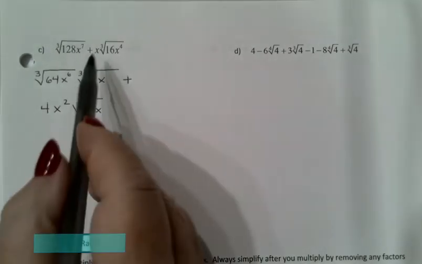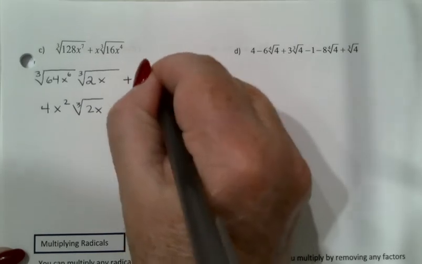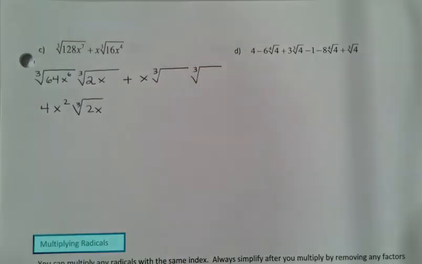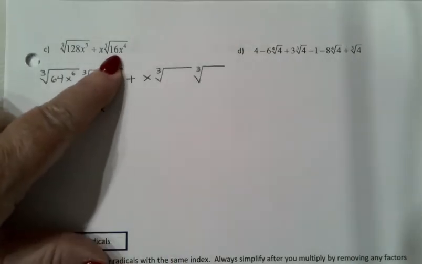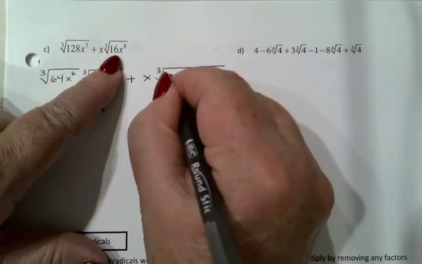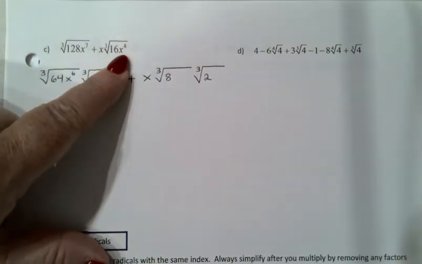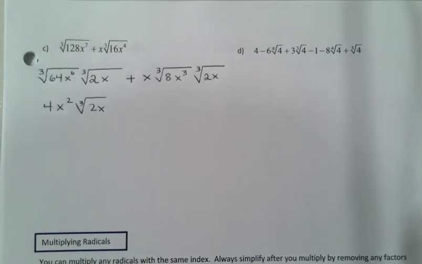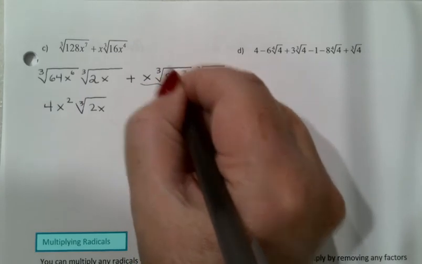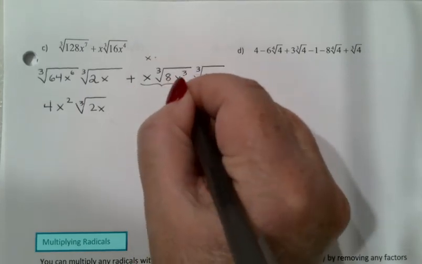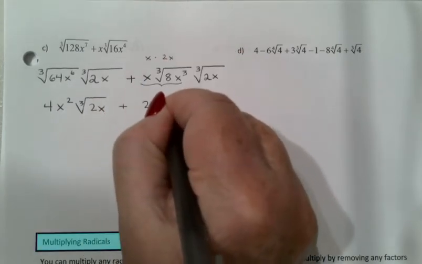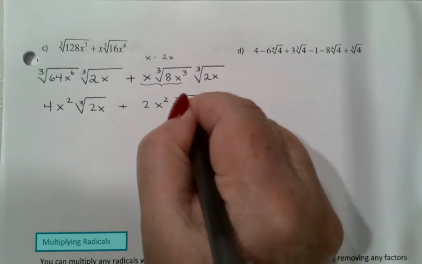All right, to that I am adding x times, and again I'm going to break this down if I can. 16. The best perfect cube that goes into 16 would be 8. So I'm going to go with 8 times 2. And I'll split that up as x to the 3rd times x to the 1st. So this is really x multiplied by 2x to the 1st. That's 2x squared. And then I've got a cube root of 2x left over.